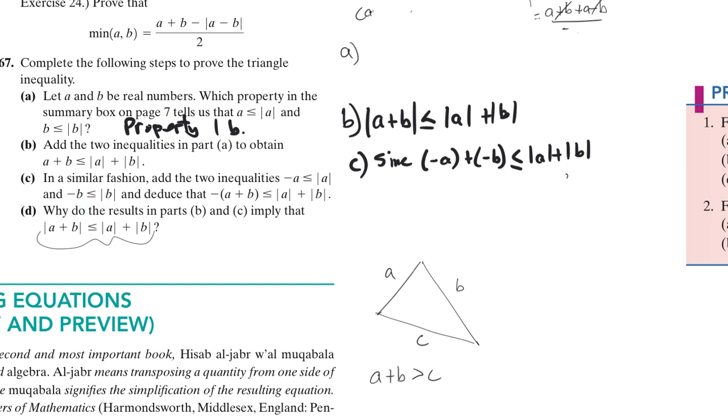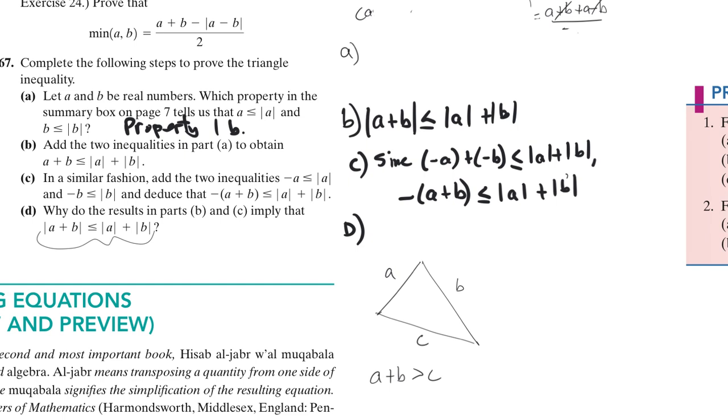And so as we have that, that means that, so I will put a comma here, and so we know then, putting these together, the opposite of A plus B is less than or equal to the absolute value of A plus the absolute value of B. Just doing a little bit of a reverse, factoring out a negative, you might call it reverse distribution. And then for D, why do the results in B and C imply that we have that triangle inequality theorem?